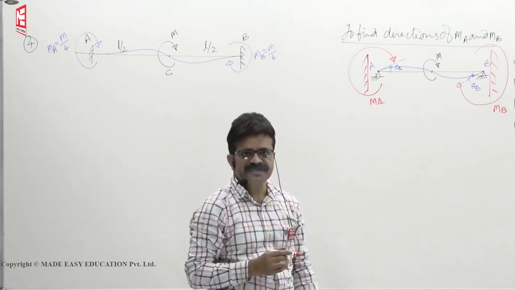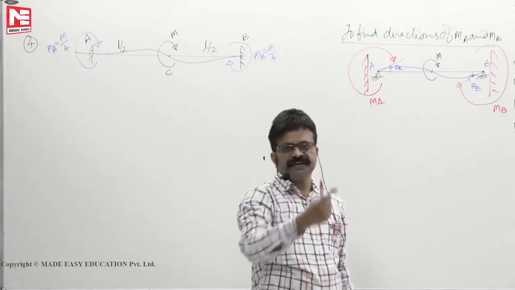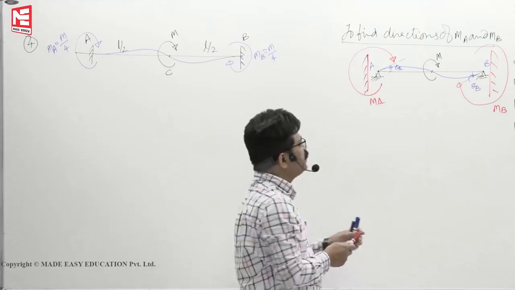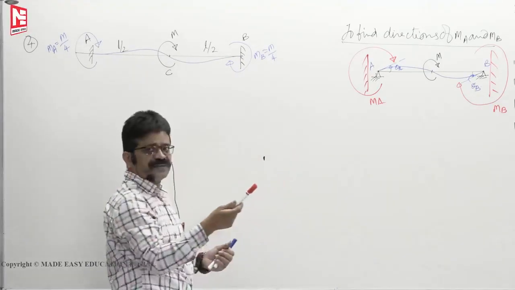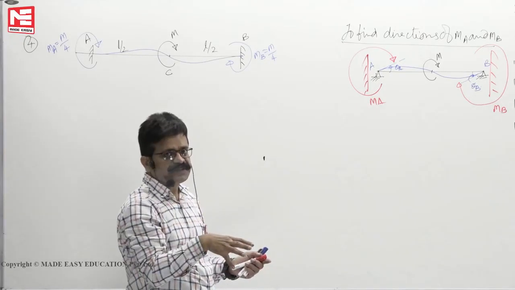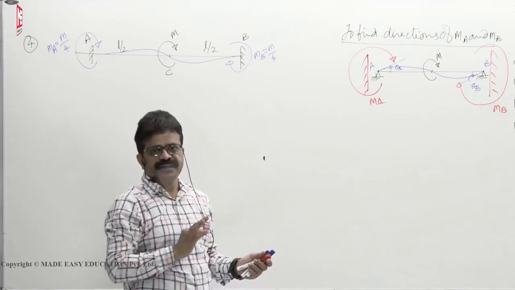Then who will balance? Then the supports will come into the picture. They will offer an anti-clockwise couple. Finally, the beam will be completely in equilibrium. So that's the reason why. Why is it M by 4? We will see later how to prove that after the moment distribution method is over. After you understand it, within 5 seconds you can derive how that M by 4 comes.